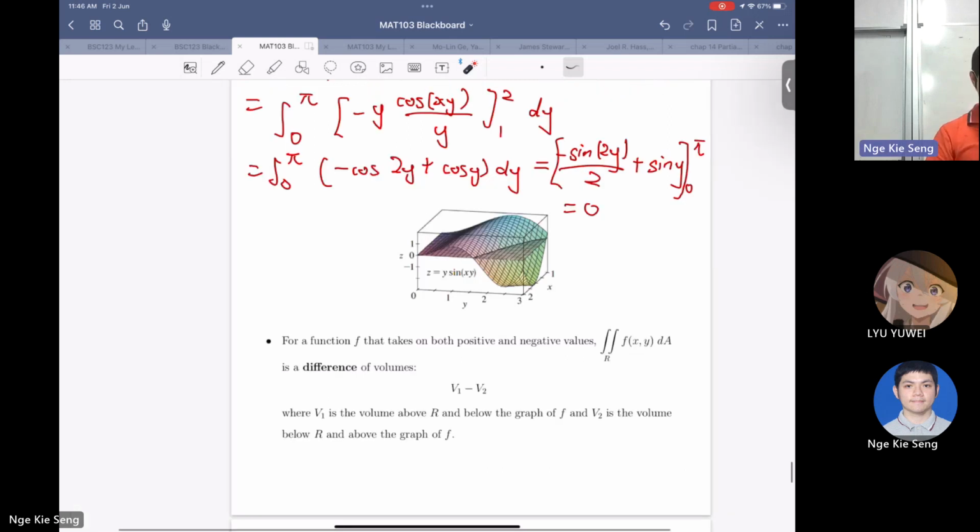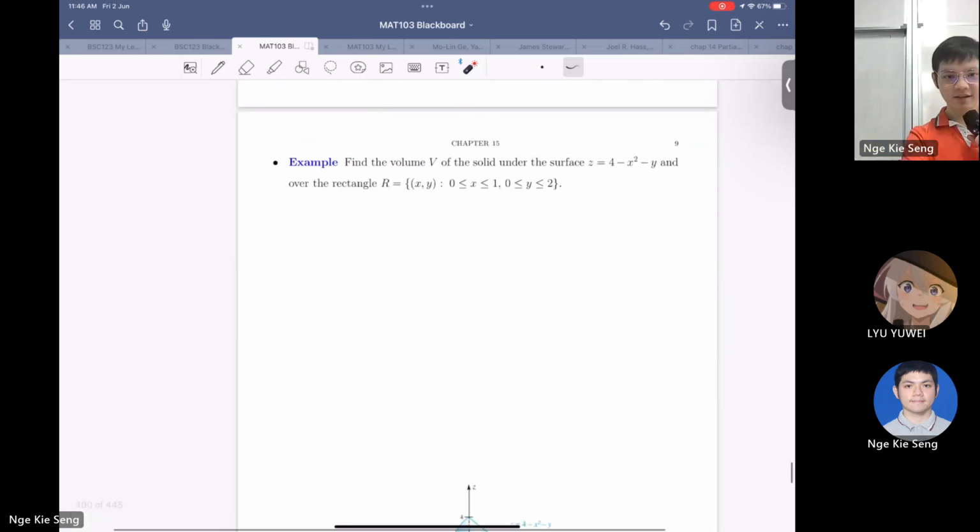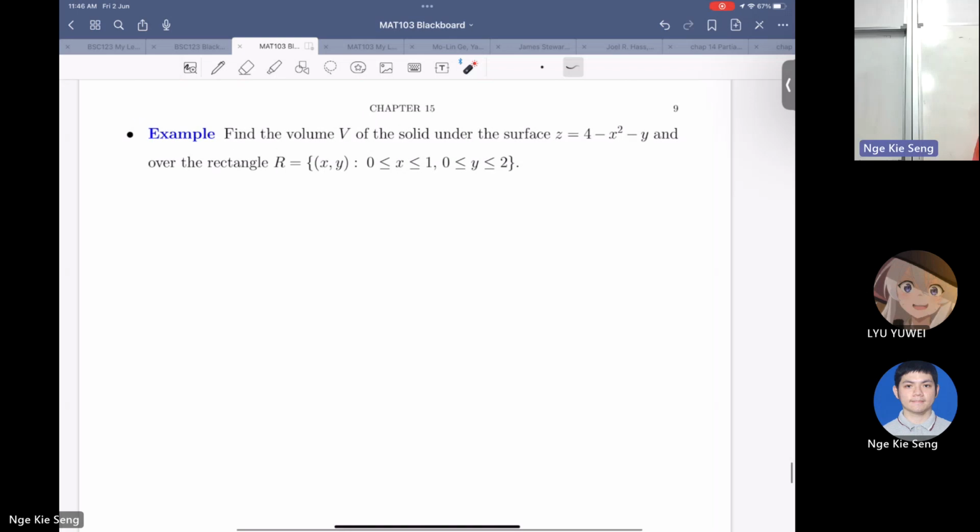Okay, very good. How about this one? Find the volume of the solid under the surface z equals 4 minus x squared minus y over the rectangle R. So what method do you want to use? Volume of solid, or Fubini? Are you scared that the volume will get cancelled?